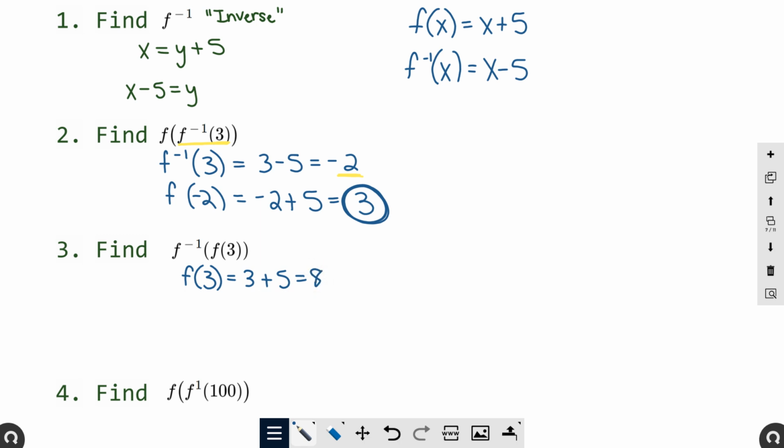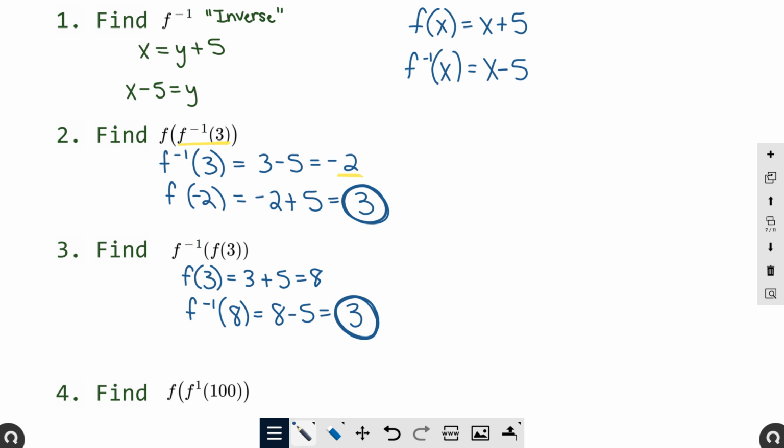Then we're going to take our 8 and plug it into the inverse because that's on the outside. So what's the inverse of 8? Well, that's 8 minus 5, which is 3. This is kind of getting interesting.